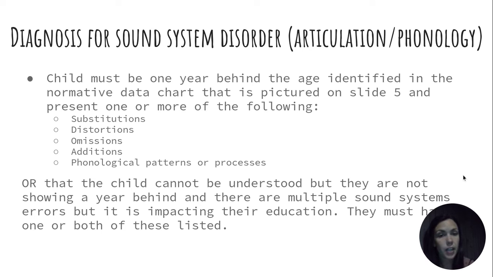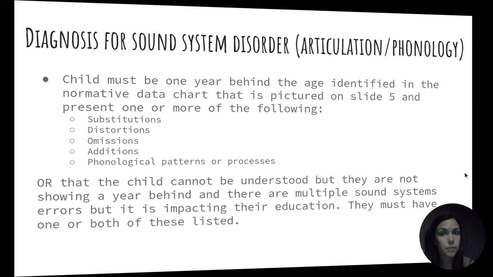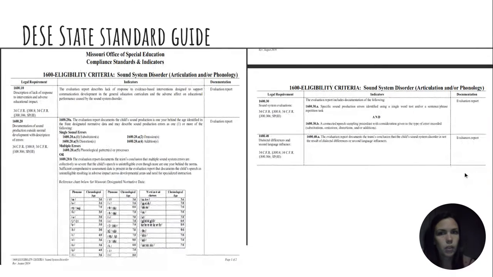Or that child cannot be understood, and they're not showing a year behind, but there are multiple sound system errors, but it is impacting their education. They must have one or both of these listed, according to DESE. Here is the state standard guide.